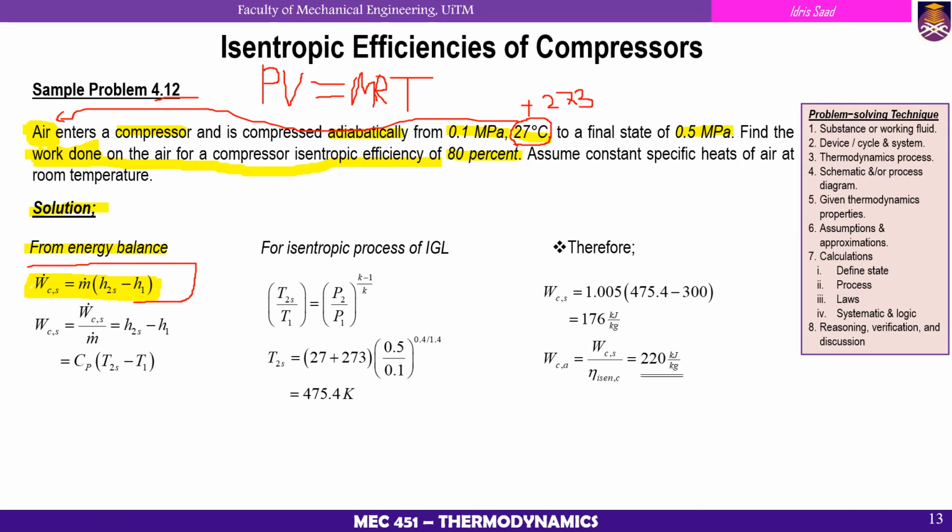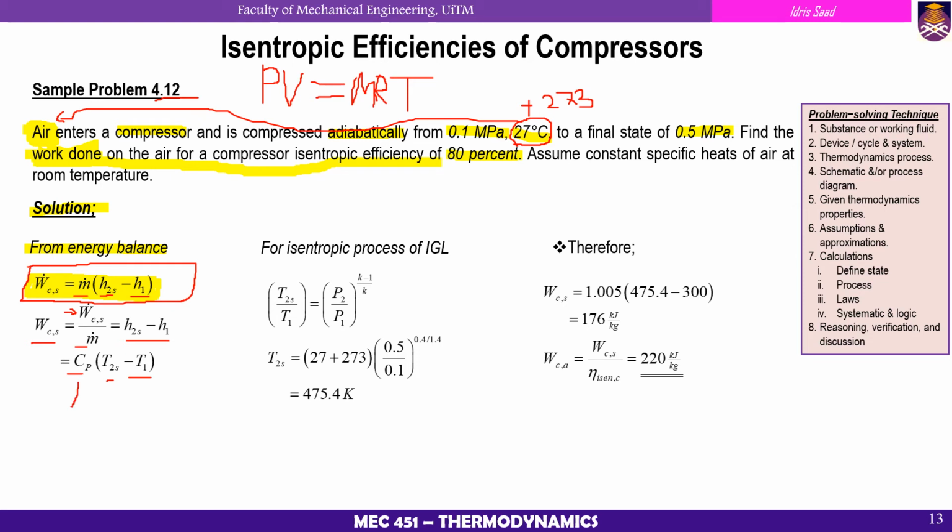Isentropic work for the compressor is equal to m dot multiplied by H2S minus H1. So work of the compressor is equal to W dot compressor at isentropic divided by m dot. So we can get H2S minus H1 as I explained earlier. We know that for ideal gas, H is equal to CpT. Then we can convert our isentropic work for the compressor to Cp times (T2S minus T1). So this is what I said.